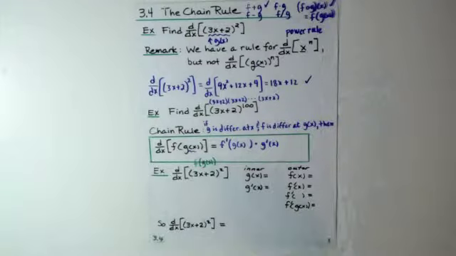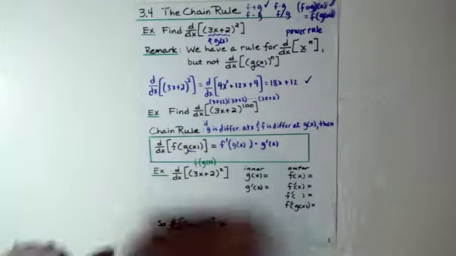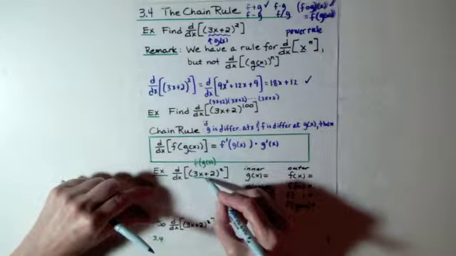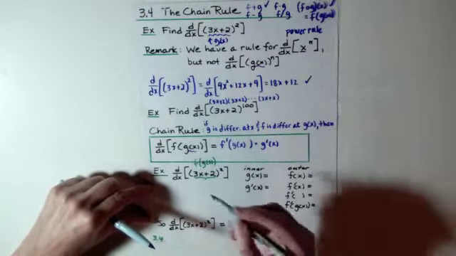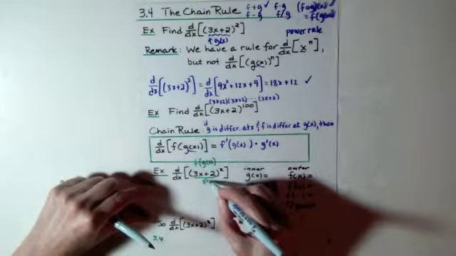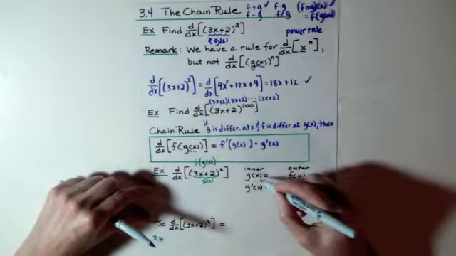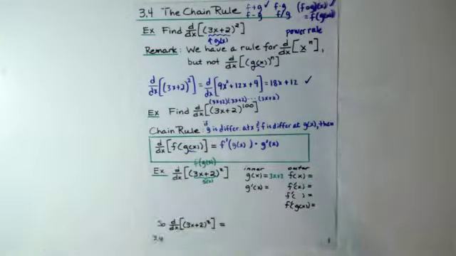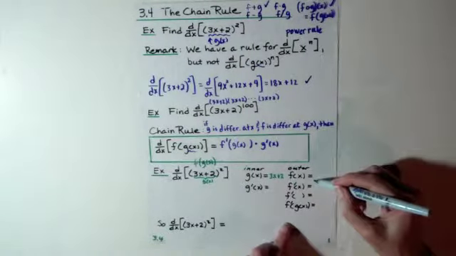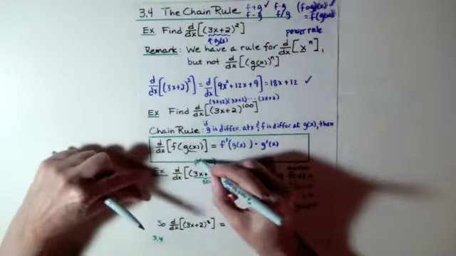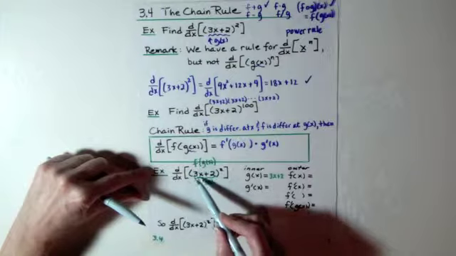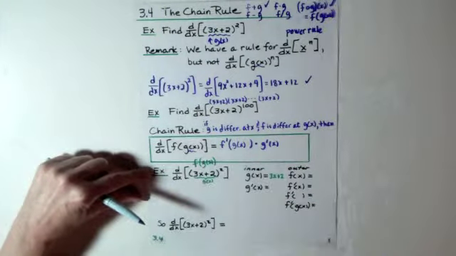Let's try to identify what the inner function is and what the outer function is. The inner function is usually easiest to pick out first. That's what's inside my parentheses here, so that is going to be my g of x. So g of x is 3x plus 2, and generally it's easier to find the inner function first. Now we ask ourselves, what would the outer function f of x have to be so that when I compose them and figure out f of g of x, I end up with 3x plus 2, that quantity squared.